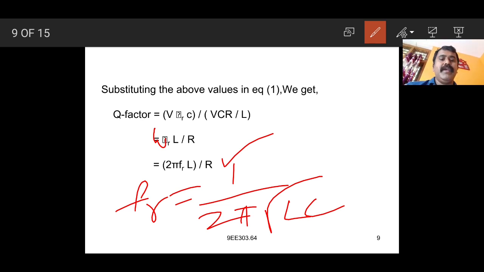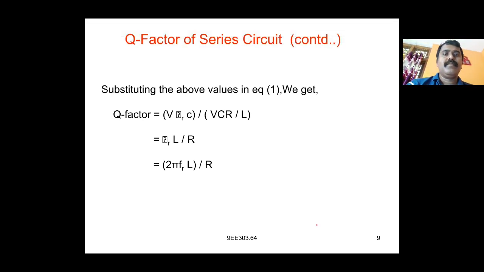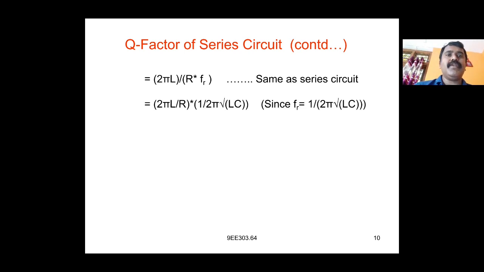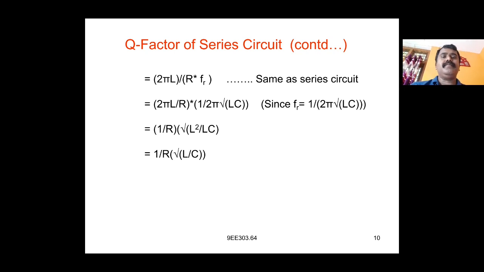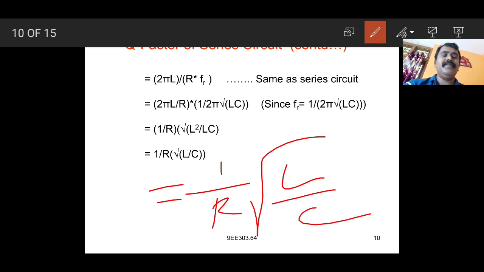If we substitute, we get 1 by R under root L by C. So 2 pi L divided by R into FR, same as series circuit, that is 2 pi L by R into 1 by 2 pi root LC, since FR is equal to 1 by 2 pi root LC. So 1 by R under root L square by LC, 1 by R under root L by C. So this Q factor we can define as 1 by R under root L by C, same as the series circuit.